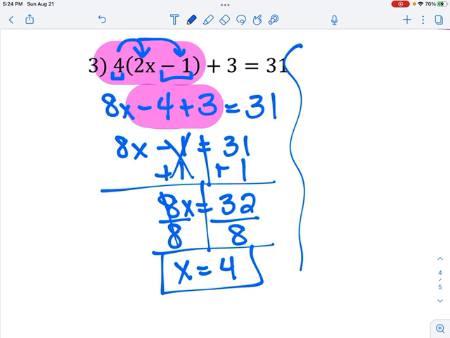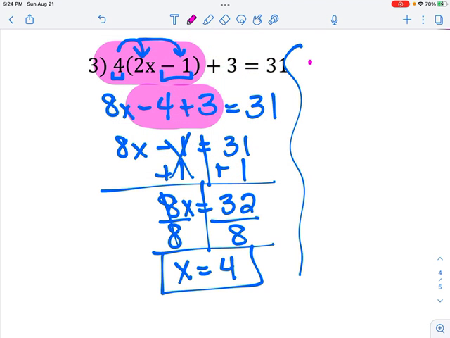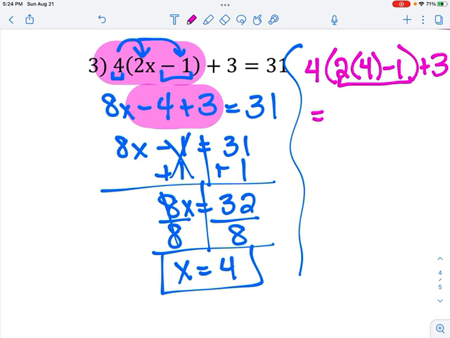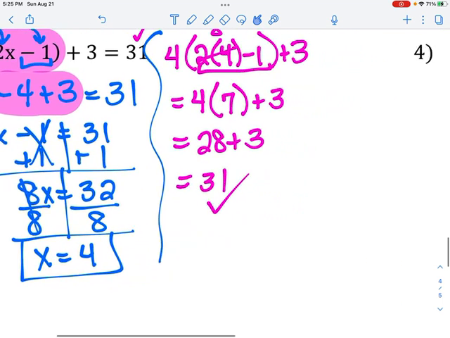Now, here's what the check looks like then. We take that number, we plug it back in, and see if it equals 31. So it'd be 4 times 2 times 4 minus 1, all in groupings, plus 3. So remember, order of operations says we do that grouping first. Well, 2 times 4, that's 8. 8 minus 1 is 7. So I have 4 times 7 plus 3. 4 times 7 is 28. 28 plus 3, that is indeed 31. That's what we wanted it to be, so we know we have the correct answer there.